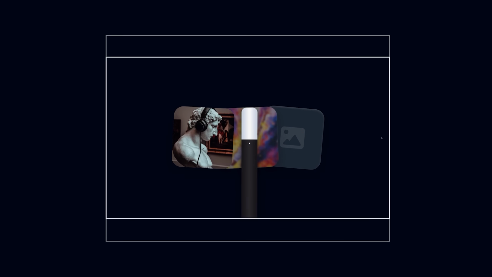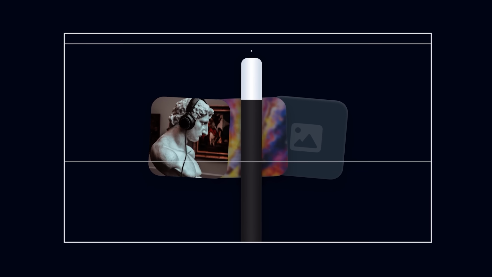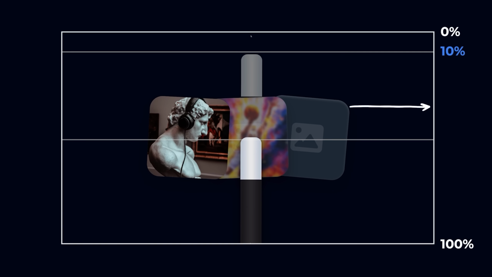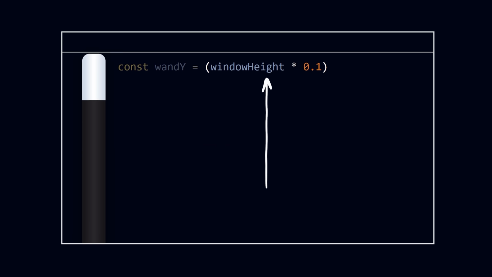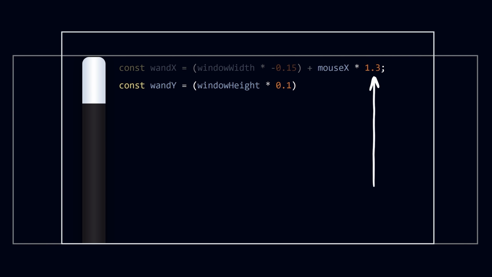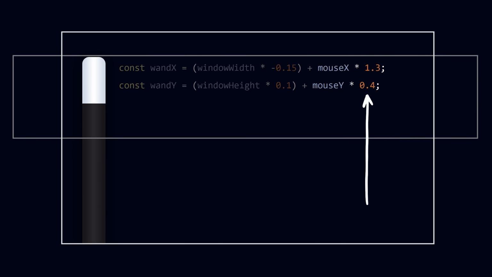Okay, now we have to do something very similar for the wand's vertical motion. Only this time, instead of increasing the wand's range, it looks like we need to limit it. I'm going to do some guessing here and say that our vertical range needs to go from about 10% to 50%. So let's offset the Y position by 10% of the height of the window. And just like we used a multiplier of 1.3 for the horizontal motion, let's use a multiplier of 0.4 for the vertical motion. Alright, our range of motion is looking really good, but something still isn't quite right.